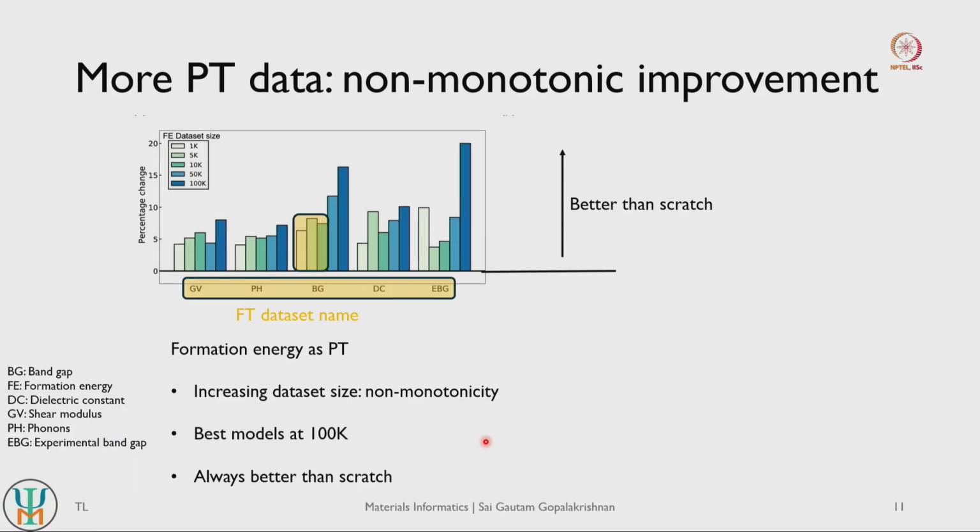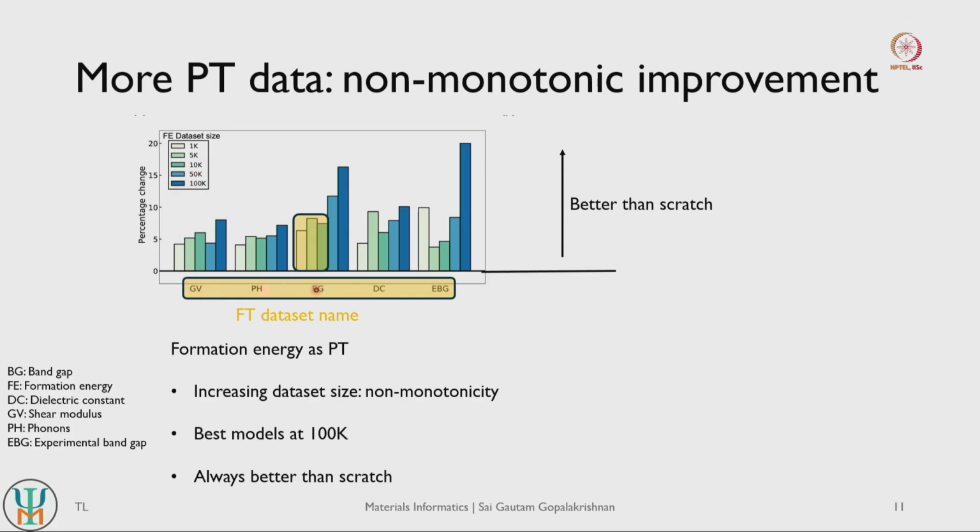Now we can do a similar exercise on the influence of pre-training data set size on the final performance of different transfer learned models as well as Scratch models. I am showing here the change in the performance of different transfer learned models. These transfer learned models are all pre-trained on formation energy as the pre-training data. We use formation energy because this is the largest data set that we have. So we can expose the model to different amounts of formation energy data during pre-training. The fine tuning data set is kept fixed and the pre-training data set size is varied.